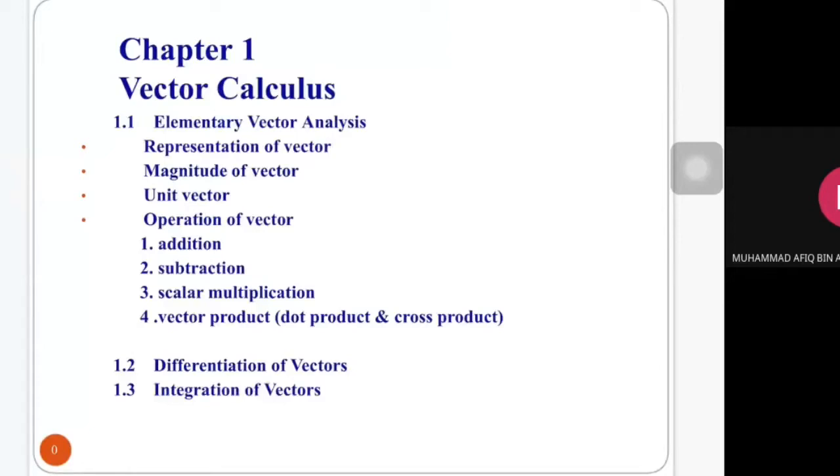For chapter 1, today we will only cover this part. Okay, 1.1, elementary vector analysis.